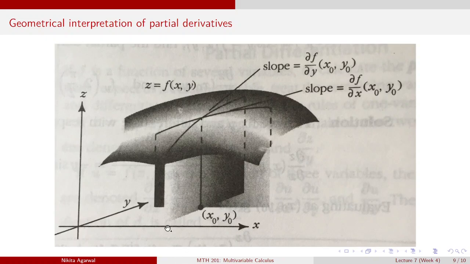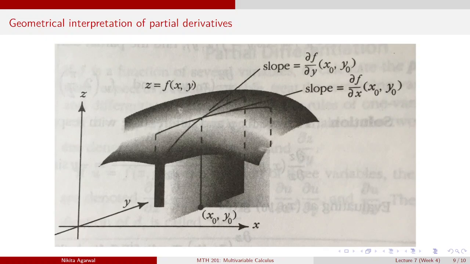So when you look at this plane, the one that is facing you, that's the plane y equal to y naught. It passes through this point x naught, y naught. So when you look at the graph of this function f(x, y) and you intersect it with this plane, you get a curve. That curve lies on this plane y equal to y naught.